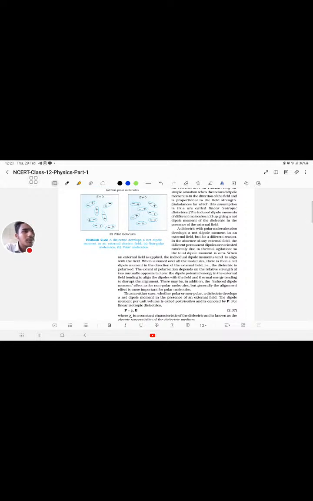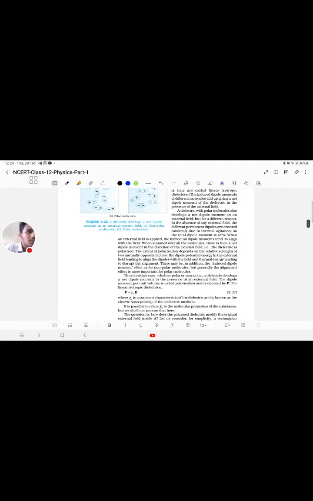Dielectric with polar molecules also develops a net dipole moment in an external field, but for a different reason. In the absence of any external field, the different permanent dipoles are oriented randomly by thermal agitation. So the total dipole moment is zero. When an external field is applied, the individual dipole moments tend to align with the field. And summed over all the molecules there is a net dipole moment in the direction of the external field, that is, the dielectric is polarized. The extent of polarization depends on the relative strength of the two mutually opposite factors.